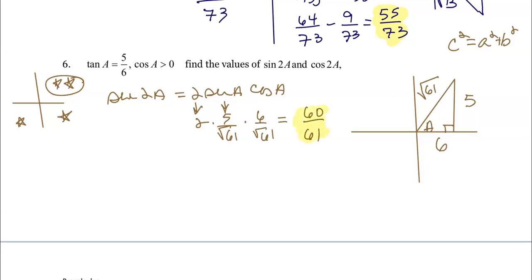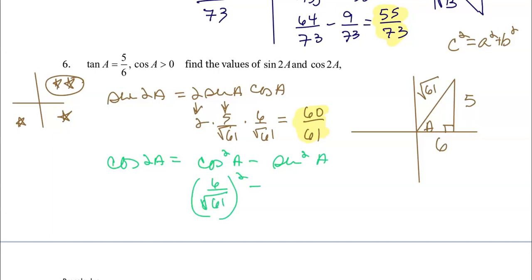Okay, last one of this type. So we have cosine 2a. I'm going to do cosine squared a minus sine squared a. Take your cosine, 6 over radical 61, and square it. Take your sine, 5 over radical 61, and square it. And when you do this math, this is 36 over 61 minus 25 over 61. You should be getting 11 over 61.